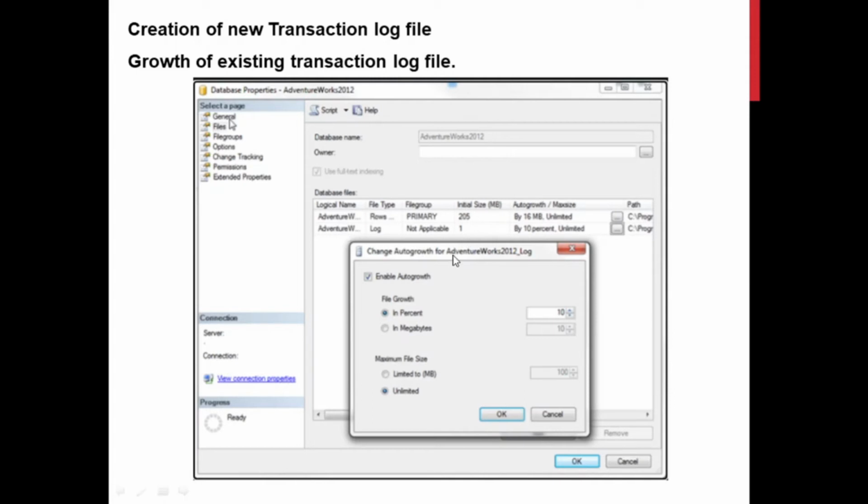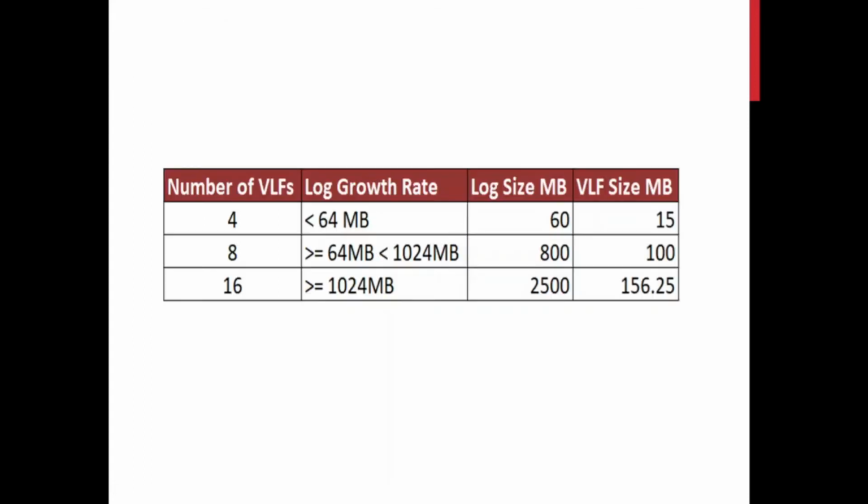Because the initial size is 1 MB, this means it falls in the first category, because it's less than 64 MB. So this means it has 4 VLFs. So for 1 MB, which is 1024 KB, with 4 VLFs, the size of 1 VLF is going to be 1024 divided by 4, that comes out to be 256 KB.